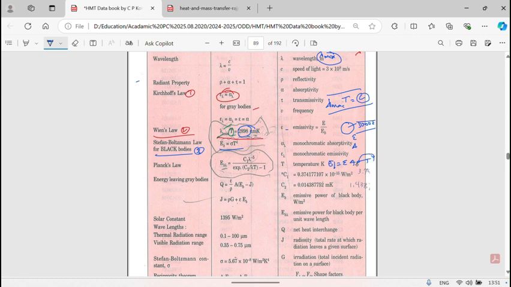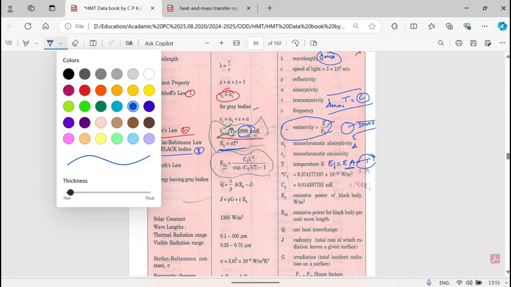So along with sigma T to the power of 4, we are introducing other constants, that is, emissivity and area. Emissivity is defined as the emissive power of the given body divided by the emissive power of the black body. Area is the surface area of the radiation that is emitted. So for calculating emissive power, Stefan Boltzmann's law is used.